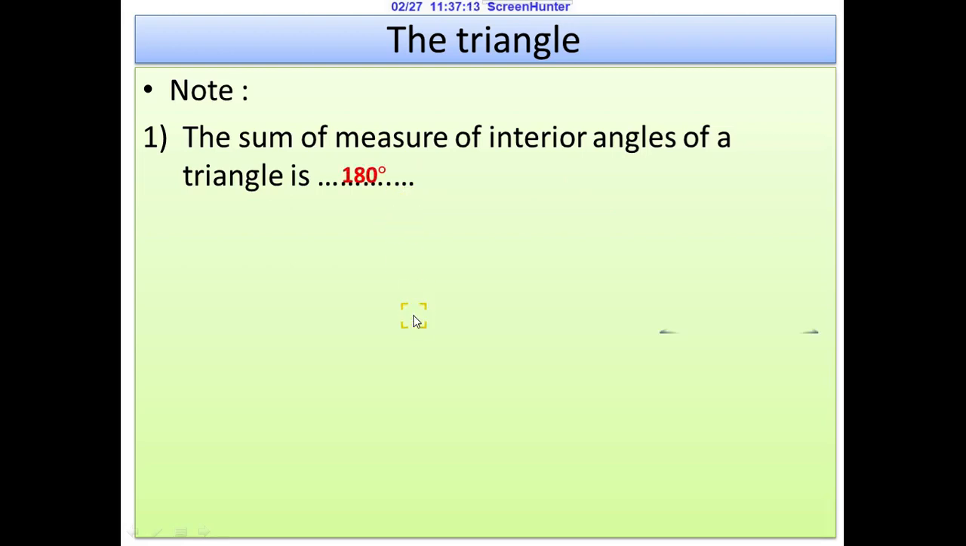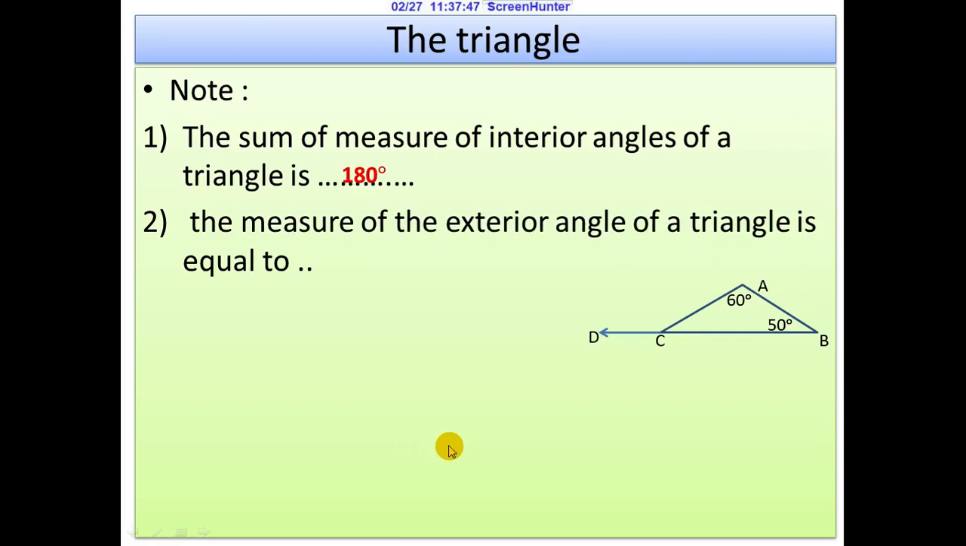Okay. Number 2. If we have here a triangle ABC and it gives me an exterior angle, which is ACD. What is the meaning of exterior angle? An exterior angle is formed from the extension of one side of a triangle and the other side, like that. ACD is an exterior angle. What about its measure? How do we find the measure of angle ACD?